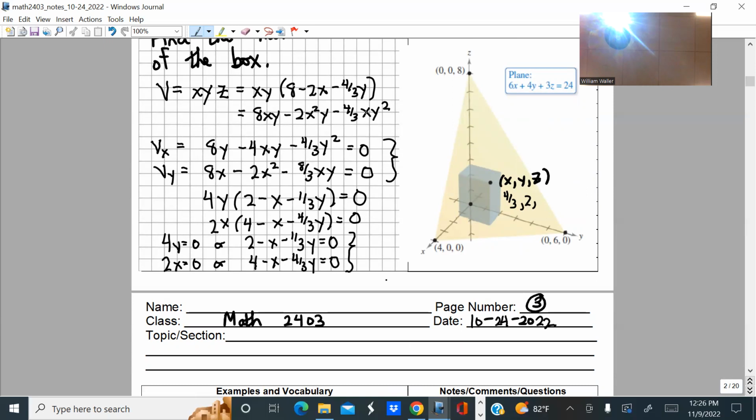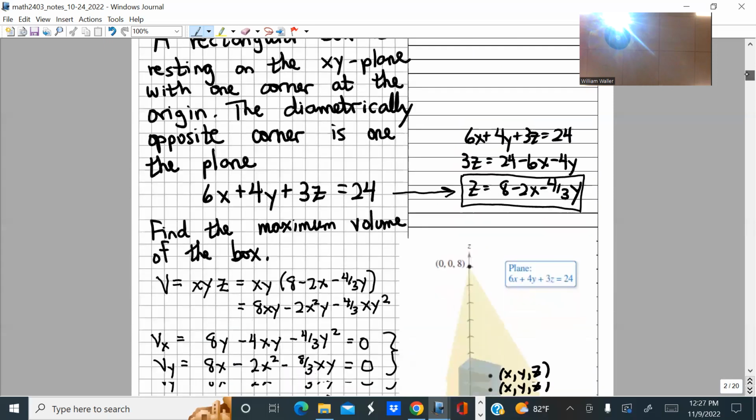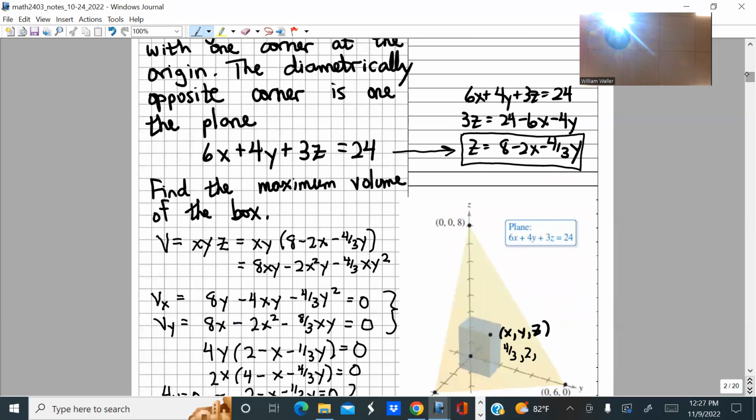Okay, not into the original volume formula, I'm sorry. What we get when we plug 4/3 and 2 back into this equation to find the z value, right? What would that give us? z is equal to 8 minus 2 times 4/3 minus 4/3 times 2. So that looks like 8 minus, is that 16/3? So is it 8/3? So the z value here is 8/3.